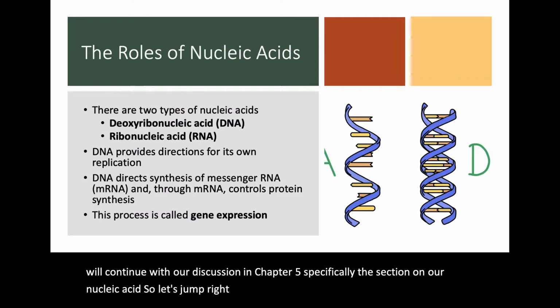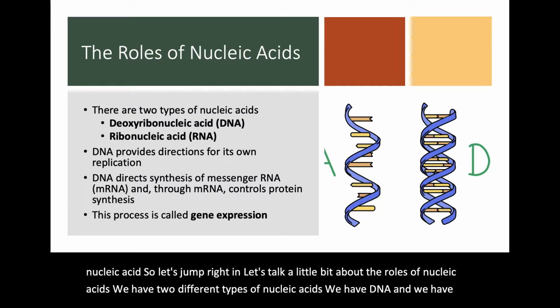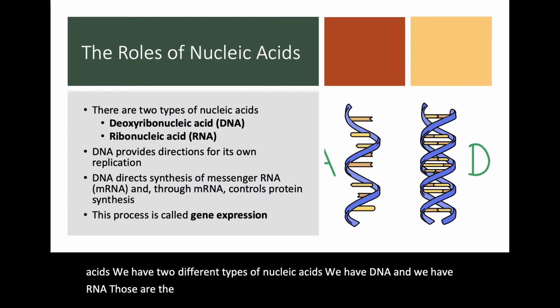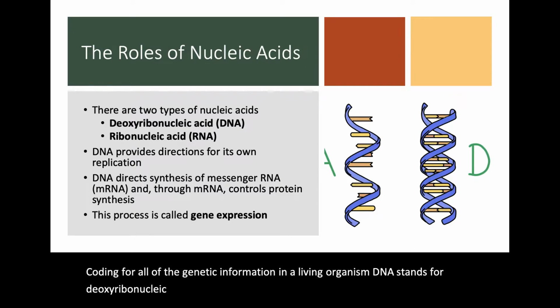Let's talk a little bit about the roles of nucleic acids. We have two different types of nucleic acids: DNA and RNA. Those are the molecules that are in charge of coding for all of the genetic information in a living organism. DNA stands for deoxyribonucleic acid, and RNA, which is a derivative of DNA, stands for ribonucleic acid.